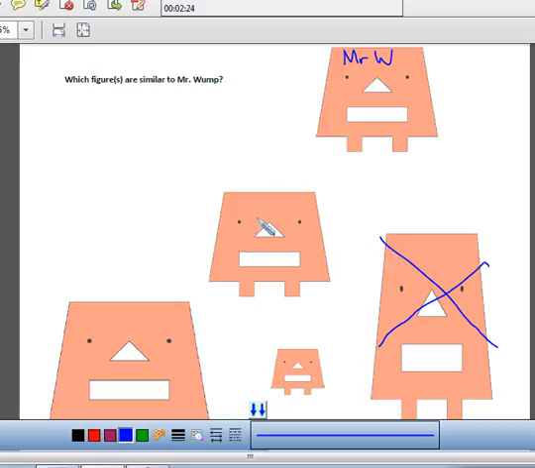This figure here, if you look close enough, if we were to pick this up and drop it on the original Mr. Wump, this one would be congruent. And that's not what we're looking for. We're looking for similar. We want it to basically be the same shape, same angles, but the side lengths are different. The other two are similar to the original. This one here is smaller, and this one is obviously larger.